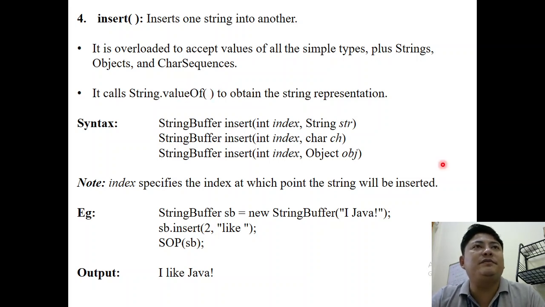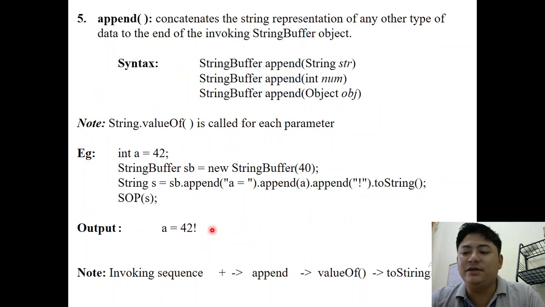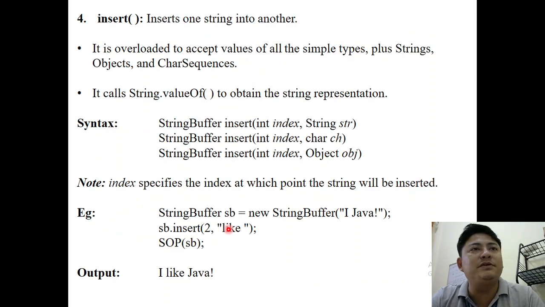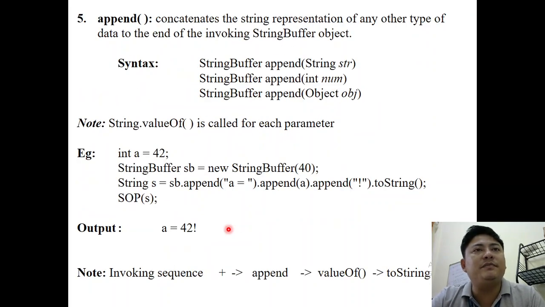So the insert method is generally used to insert a string into another string, maybe somewhere in between or somewhere at the end, depending on the index location where you want to store it. The last one is append. Append is another kind of method that works similar to insert, but here you can append more than one string at the same time.